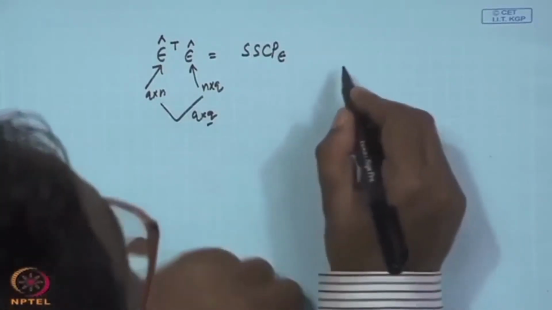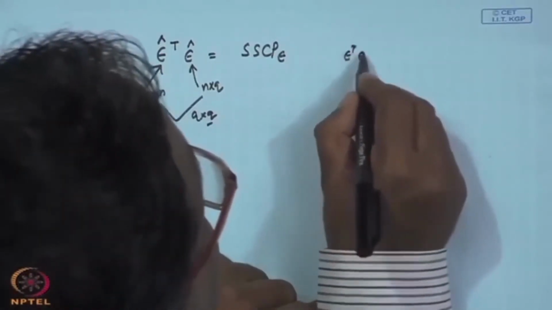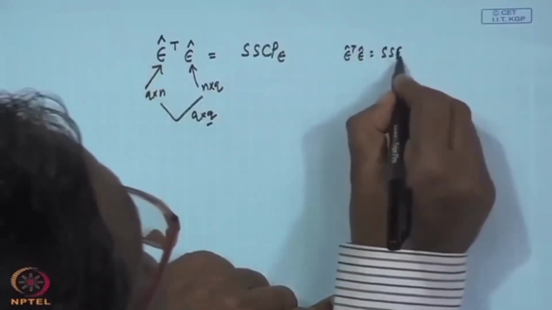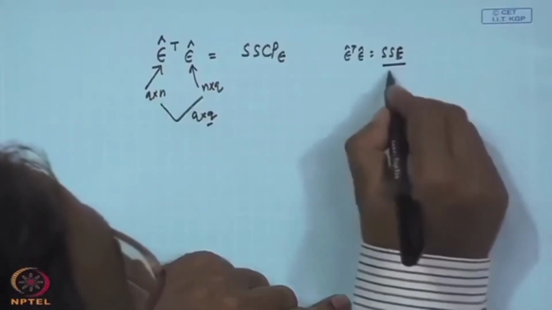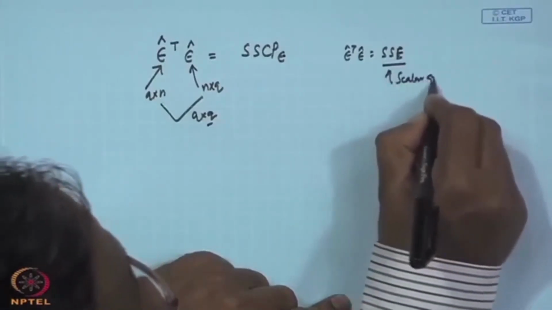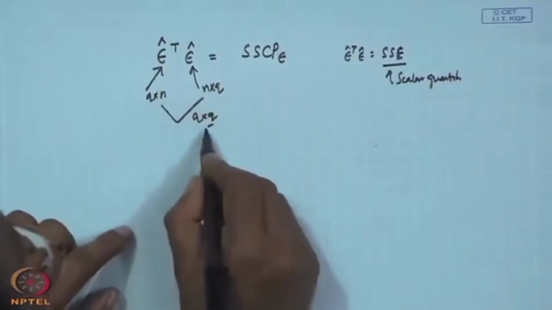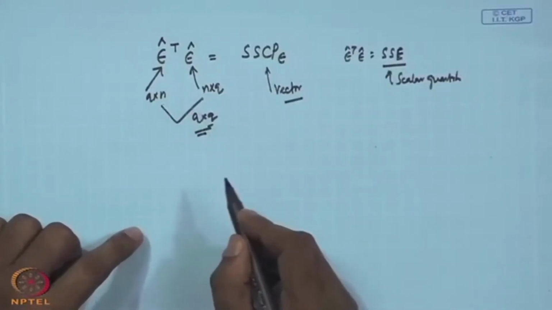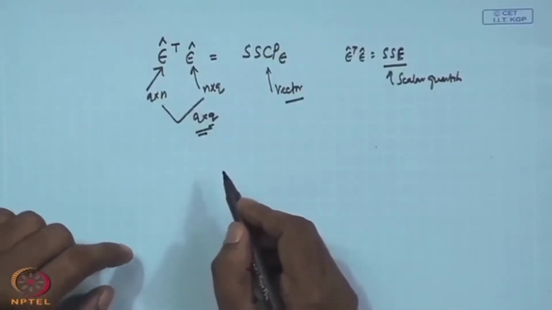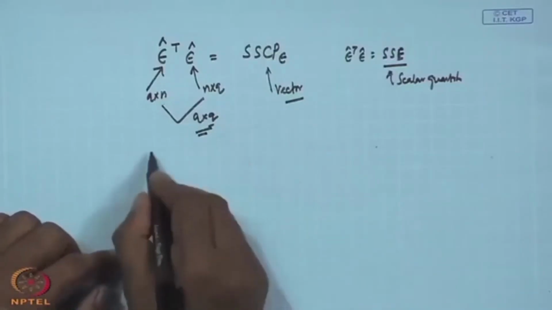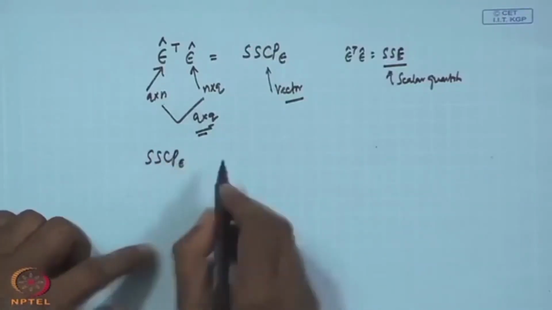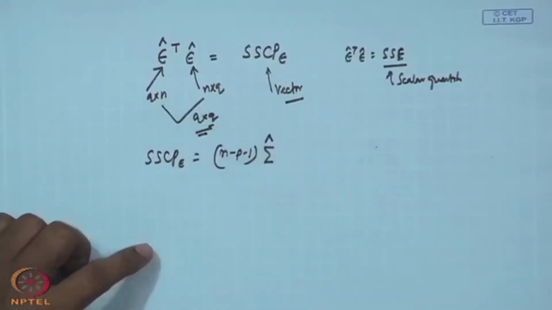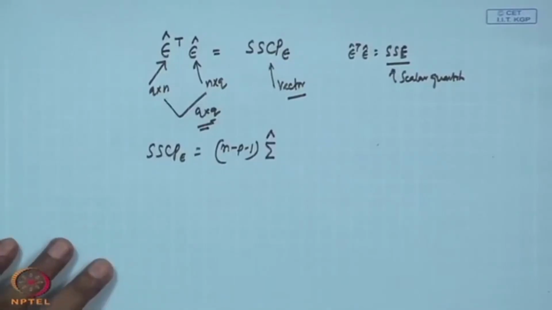In MLR, when you wrote epsilon transpose epsilon, you called it SSE, and it was a scalar quantity. But here this is a q cross q matrix. And this value, the SSCPE, is n minus p minus 1 into capital sigma.